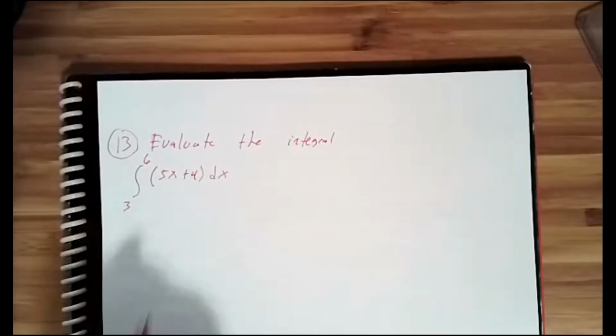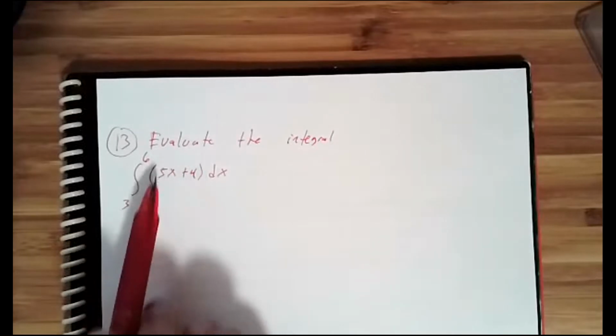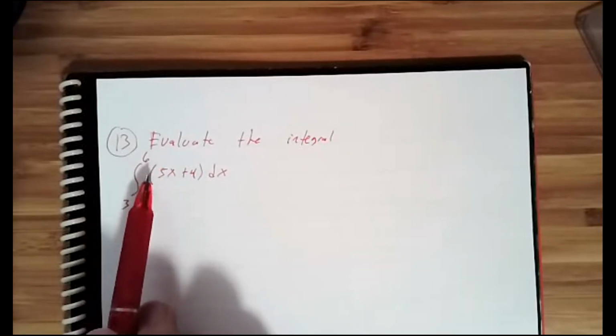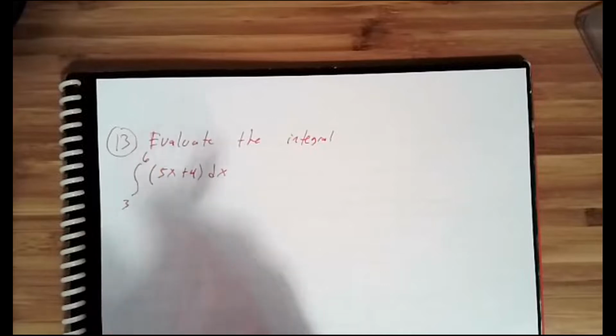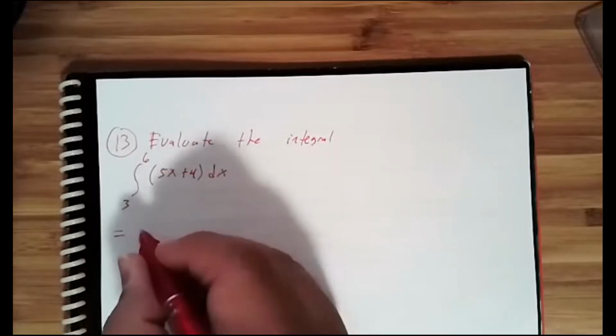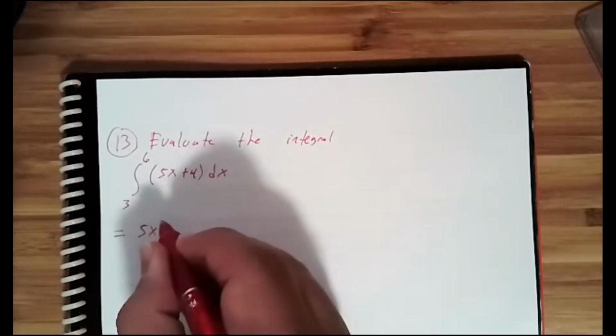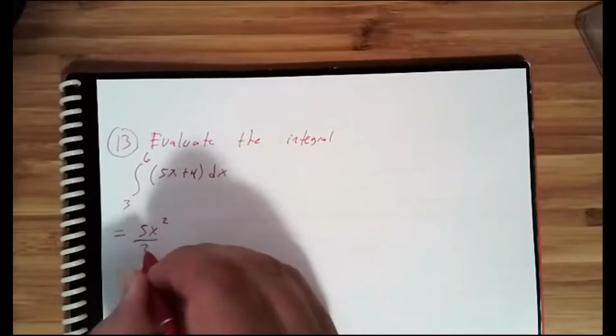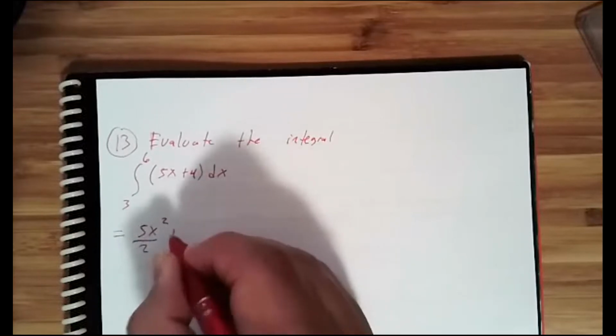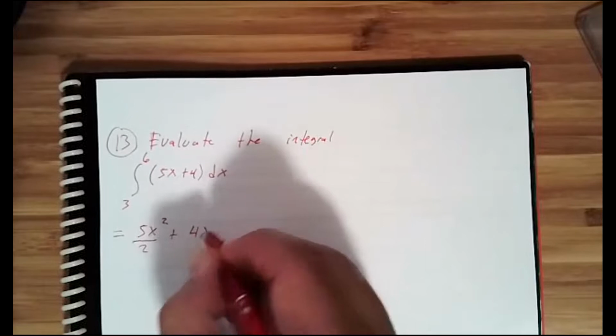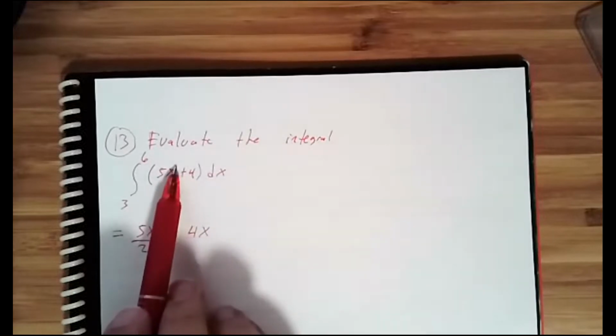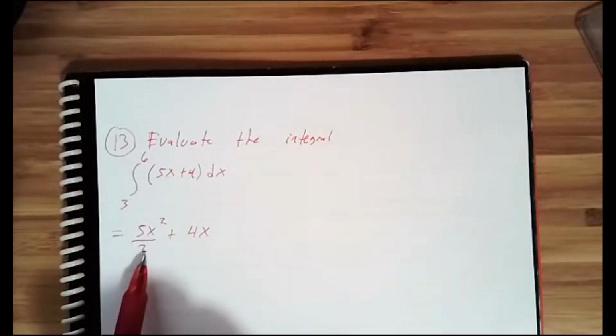Okay, so you gotta integrate each term and then evaluate the bounds. Remember, it's top minus bottom, right? So that will be 5x squared over 2 plus 4x. So you do 1 plus 1 over 1 plus 1.